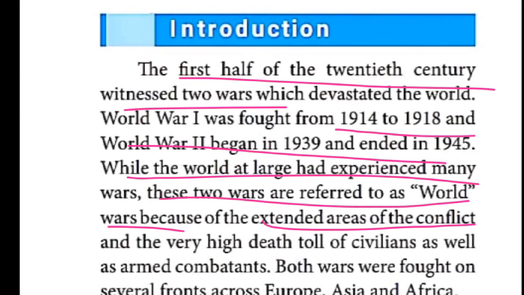The next reason is the very high death toll of civilians as well as the armed nations. Armed compartments in the sense of armed nations. Civilians also suffered, nations also suffered because of the two world wars. You learned already in the first lesson regarding the First World War that 8 million people lost their lives. So the high death toll of civilians and the suffering of nations was great.